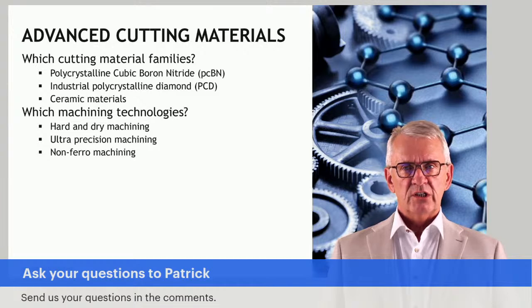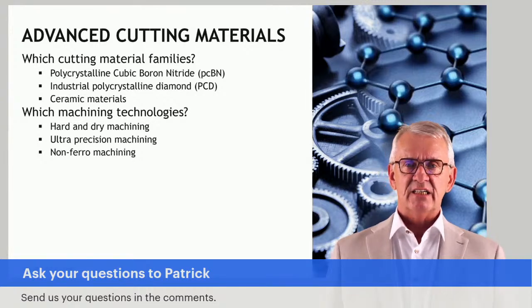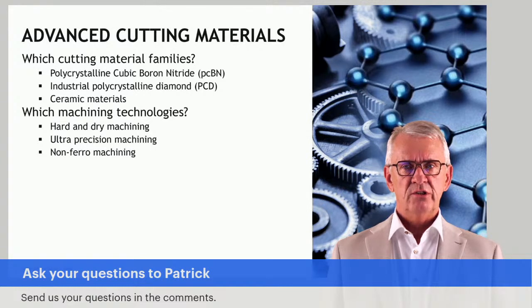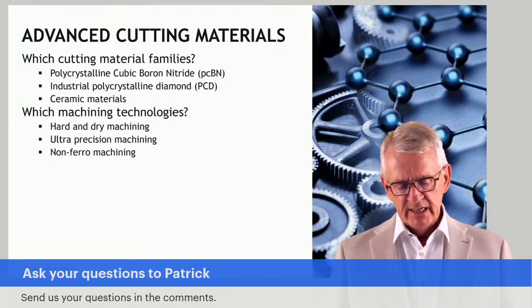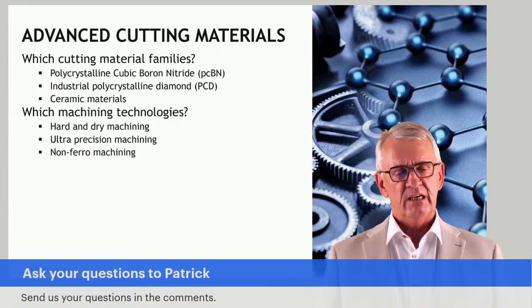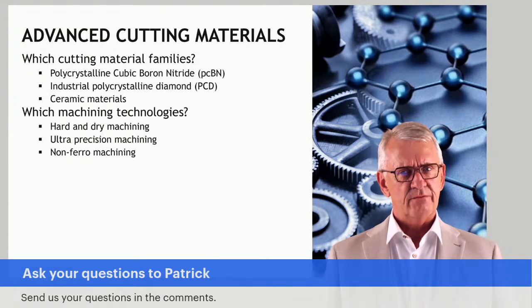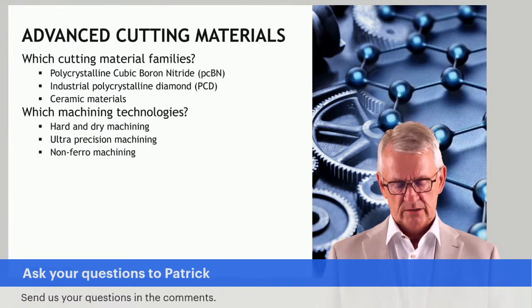In which machining technology do we use these materials, or where are they at their best? I would say hard and dry machining is a very typical application for these materials. Ultra precision machining is very typical, and non-ferrous machining is very typical. What you see here is a combination of applications which before, in an economically defendable manner, was not really possible with cemented carbide. The other thing that plays a role here is the environmental aspect, as I already said. Look at hard and dry machining, no cooling used during machining.